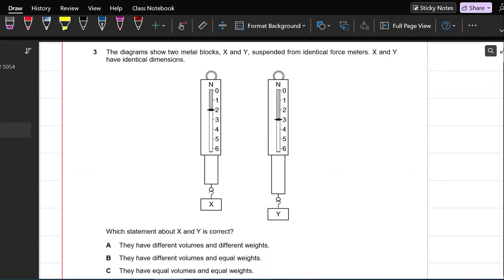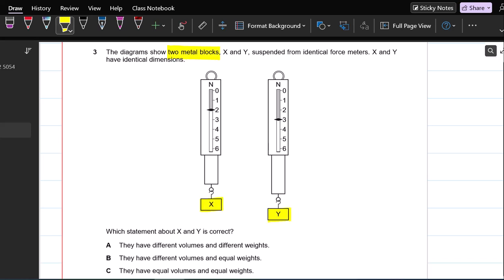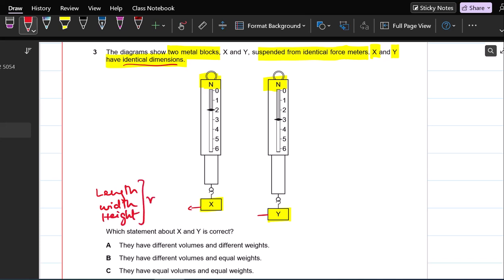So question number 3. The diagram shows two metal blocks X and Y suspended from identical force meters. These are force meters, they measure force in newtons, or you can say weight. X and Y have identical dimensions. When it is written identical dimensions, it means X and Y have the same length, same width and same height. So it means the volume, or you can say area, is the same.